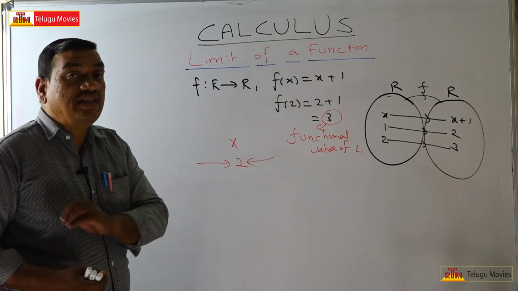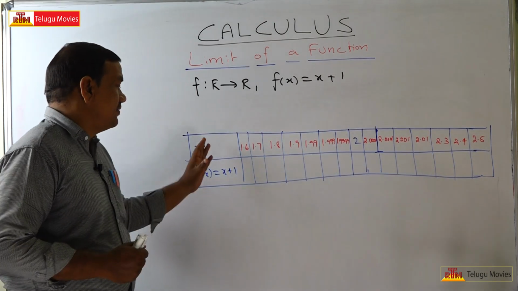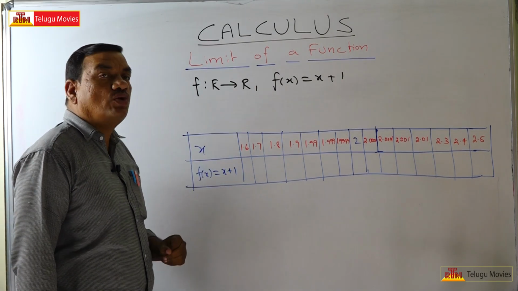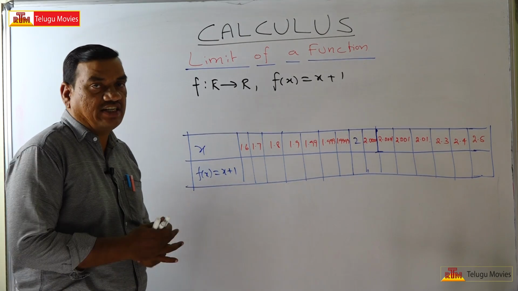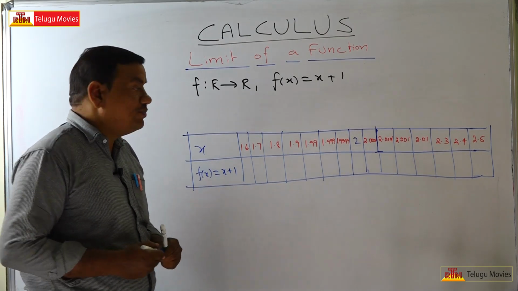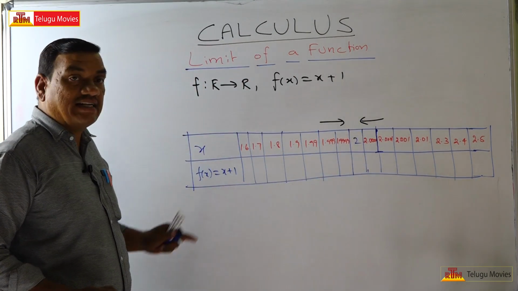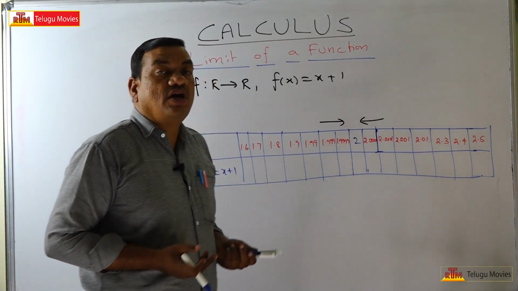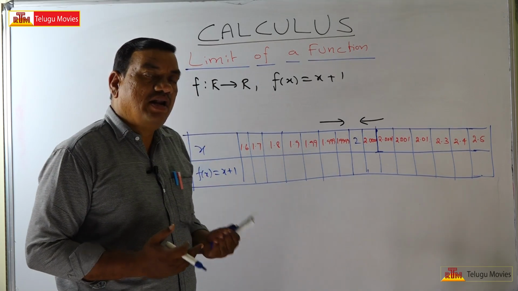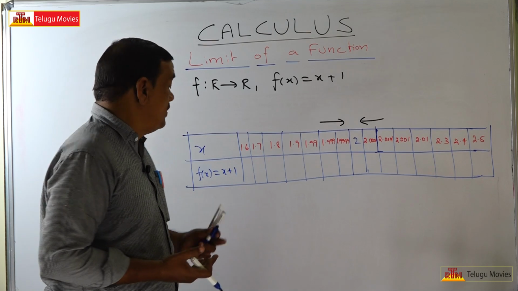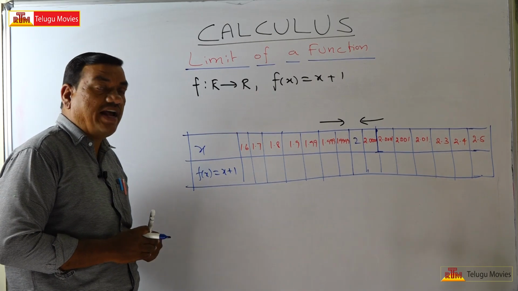Let us see that behavior using a table. Let us observe this table. Here the variable is x and our function is f of x is equal to x plus 1. As the x value approaches 2, it may approach from the right side and it may approach from the left side. Let us observe the functional values of f of x is equal to x plus 1.